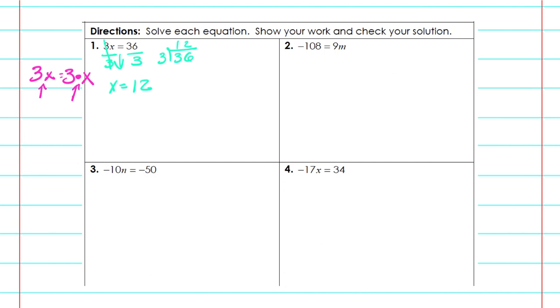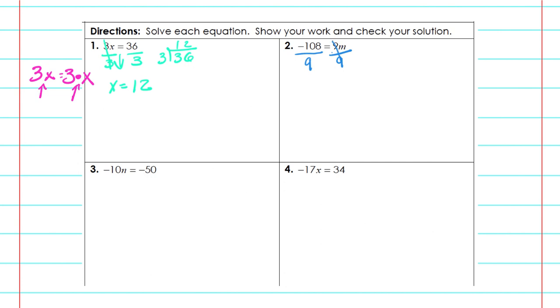Looking at number 2, the variable and coefficient are on the right-hand side of the equal sign, but it does not matter this way. It does not matter because we just need the variable on one side alone by itself. It does not matter if it's on the left side or the right side. All it matters is that we get m all by itself. So the easiest way to do that here is to start over here with 9m. 9m really means 9 times m. So I need to go ahead and get m by itself. I will divide both sides by 9.